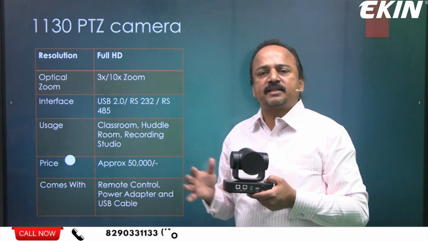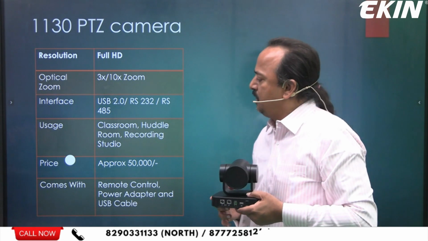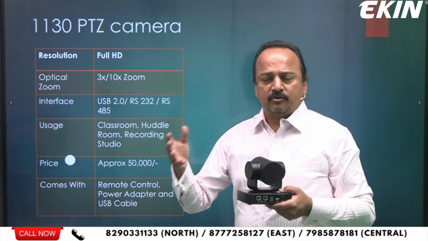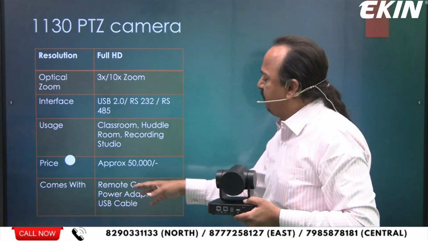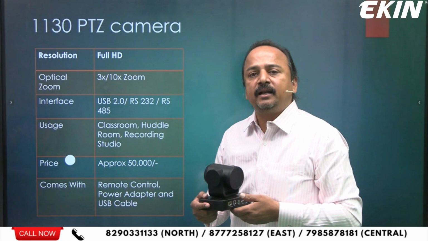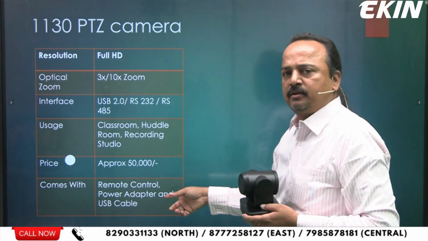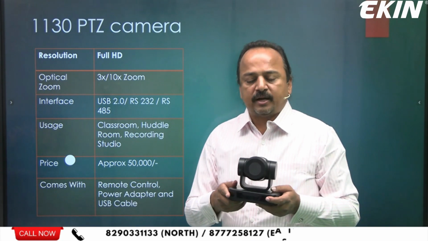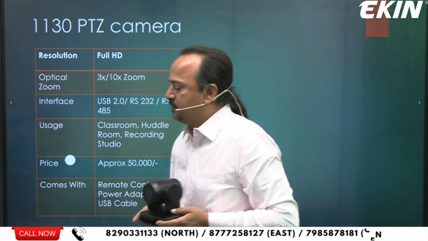Approximately the price of this camera is 50,000 rupees, and it comes with normally whatever you need inside to start it. You have a remote control, you have a power adapter to connect the power, and then you have a USB cable. So normally plug and play, you don't need anything extra if you are buying Ekin 1130.